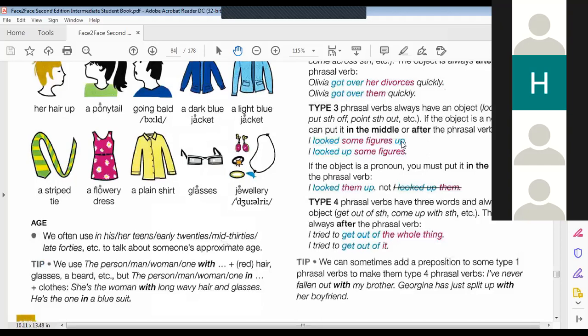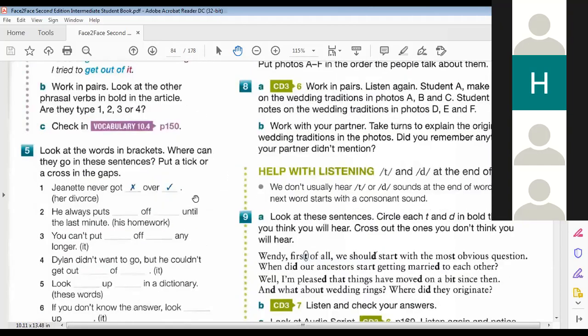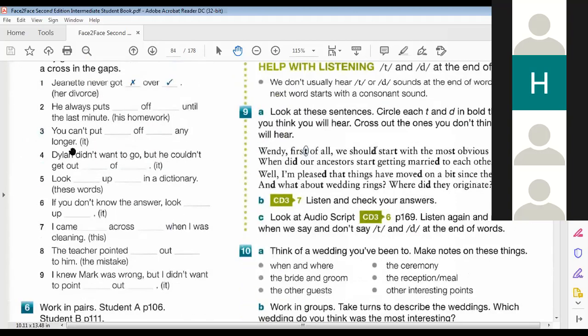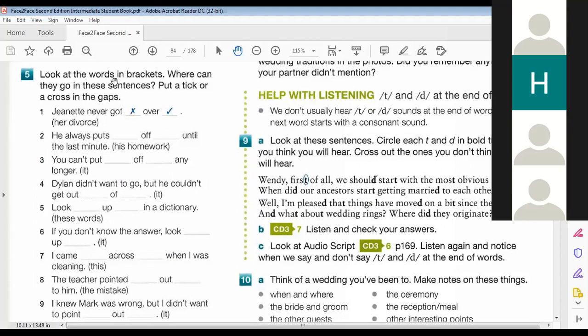Okay. So let's see if we have a quick exercise we can do. All right, so we have this quick exercise. We can do it before we finish. Number 5. So number 5, it says here, look at the words in the brackets. Where can they go in these sentences? This is very nice. Okay, so number 1, let's take number 1 as an example.